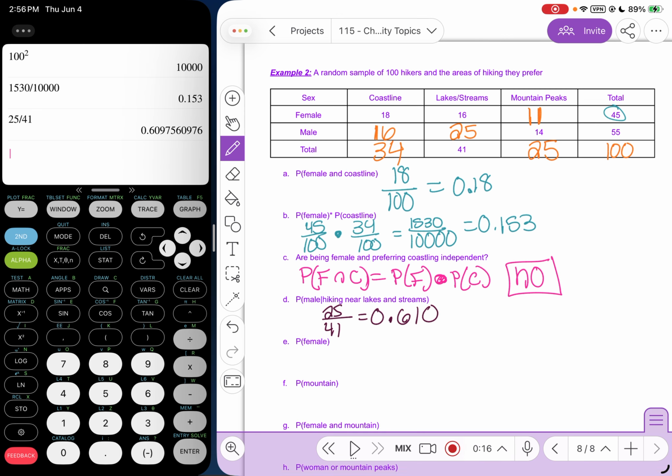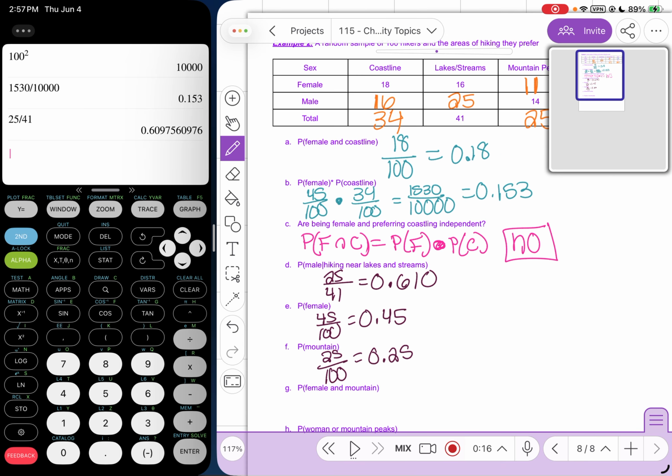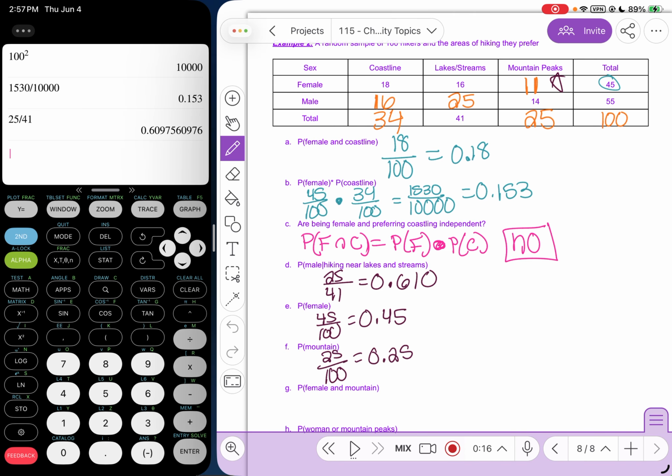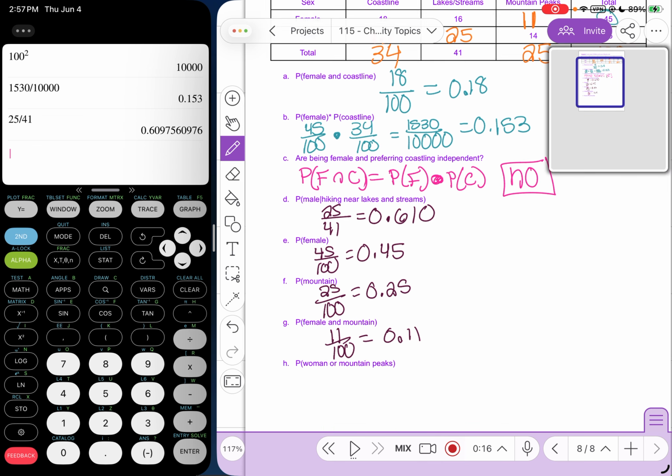Probability of female. So we found that right here. That was 45 over 100, which is 0.45. Probability of mountain. So our mountain total was 25, which is 25 over 100, or 0.25. Female and mountain, that's 11. So 11 out of 100, or 0.11.